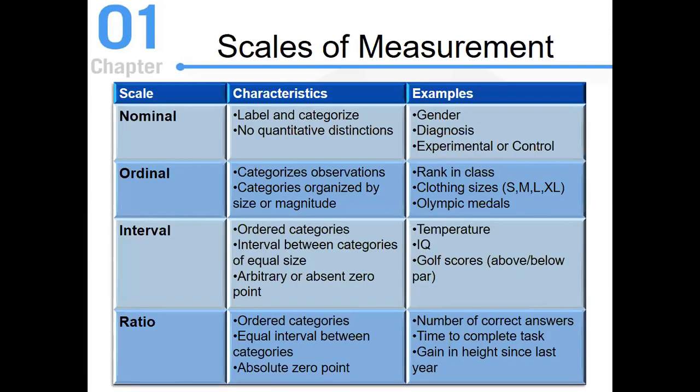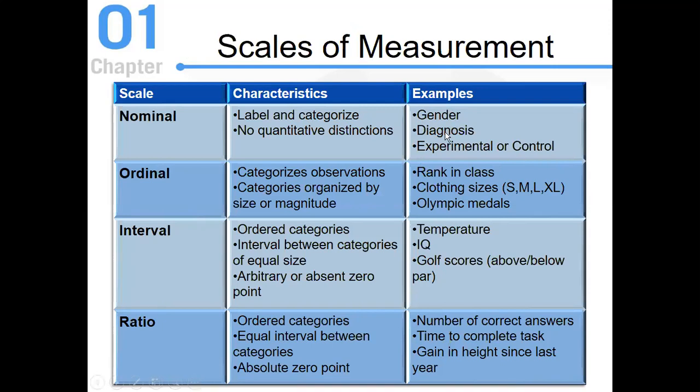This is a table that is a great study guide. There are various scales of measurement that we can use. What I've done here is I've summarized the characteristics of the scale of measurement, and I've given you some examples. When we talk about a nominal scale, we're talking about categories that have names. There's no numbers here. Measurements on a nominal scale label and categorize observations, but there's no numerical distinction between them. Gender, diagnosis, positive or negative, what group are you in, the experimental or control, these are all examples of nominal variables.